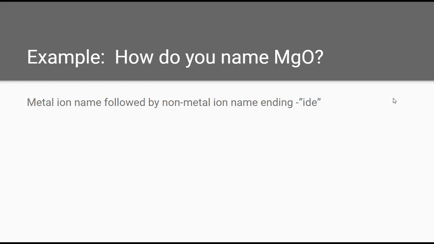Here's our first example. How do you name MgO? This is a metal, non-metal compound. So here, the metal ion name would be named first, followed by the non-metal ion name ending with IDE. So this formula would be magnesium oxide.